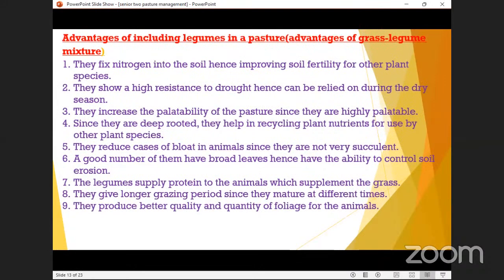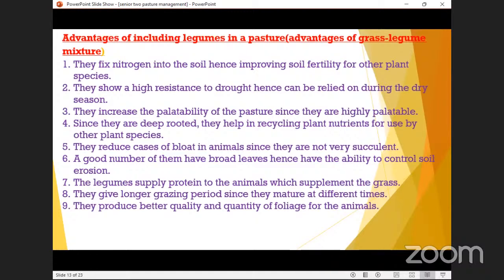So what is the advantage of mixing legumes in pastures? Why should we have a grass and legume mixture? One, legumes fix nitrogen into the soil, hence improving soil fertility for other plant species. That is the beauty of including legumes in our pasture land.